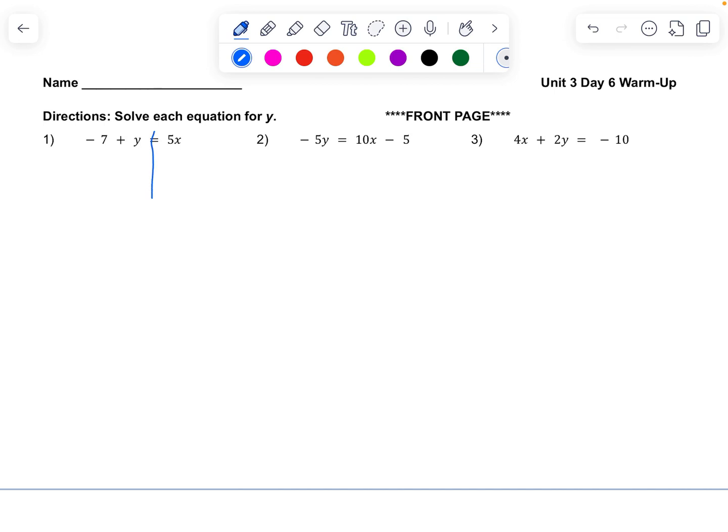-7 is the only term that is on the same side that y is. So we're going to do the opposite to get rid of it or undo it. So we're going to add 7 to both sides. Our 7's will cancel here. I get y by itself.